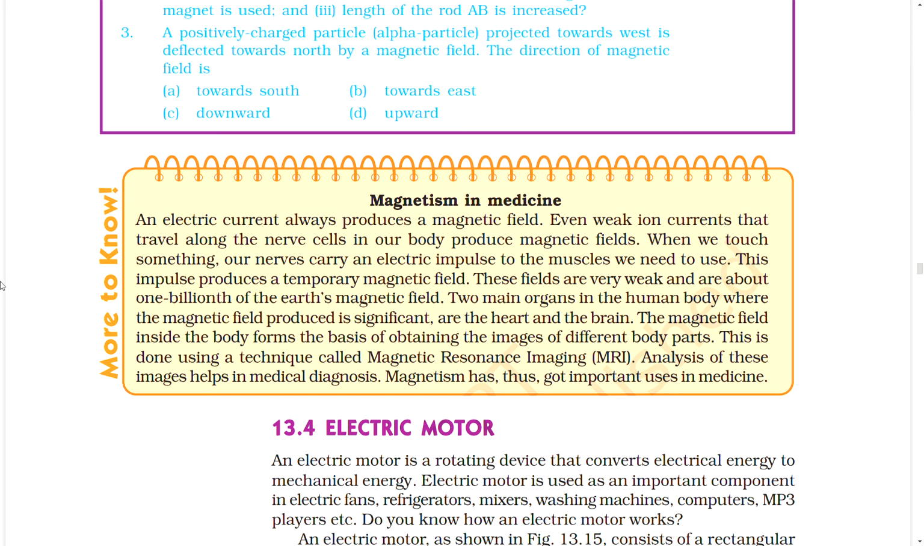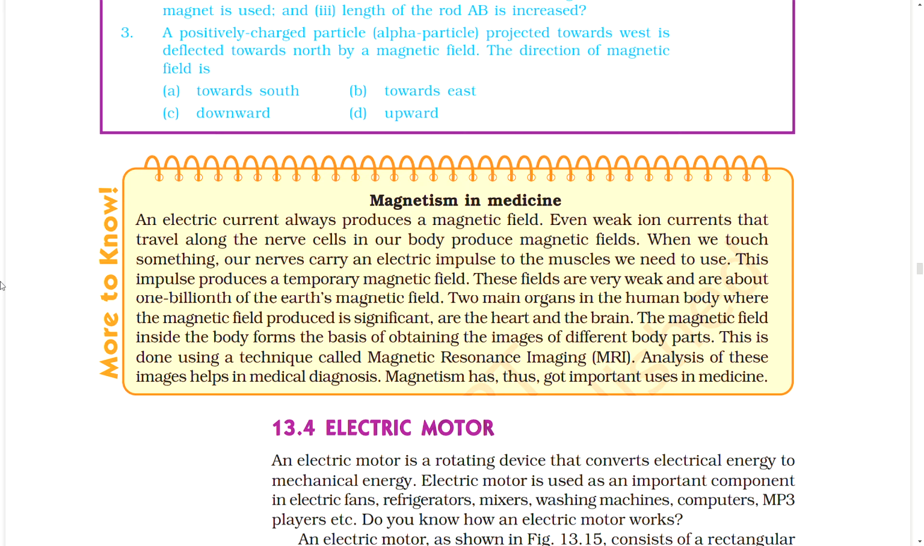More to know. Magnetism in medicine. An electric current always produces a magnetic field. Even weak ion currents that travel along the nerve cells in our body produce magnetic fields. When we touch something, our nerves carry an electric impulse to the muscle we need to use. This impulse produces a temporary magnetic field. These fields are very weak and are about 1/1000th of the Earth's magnetic field.